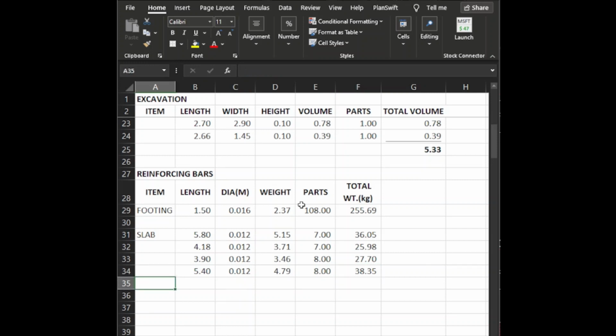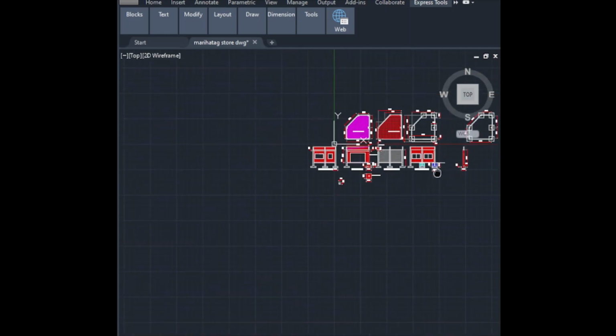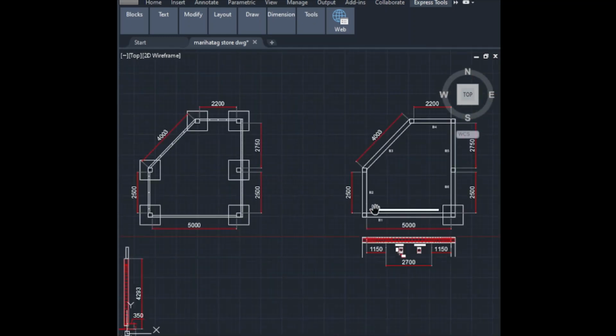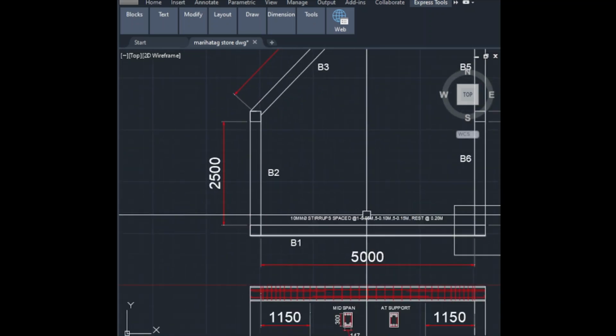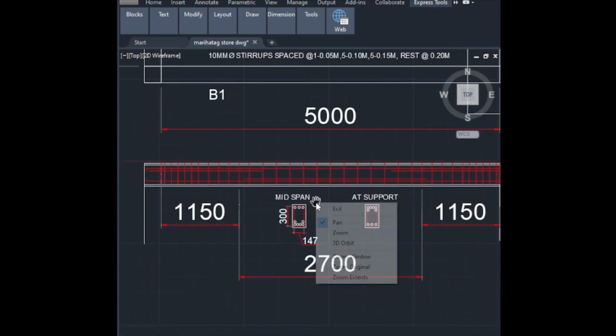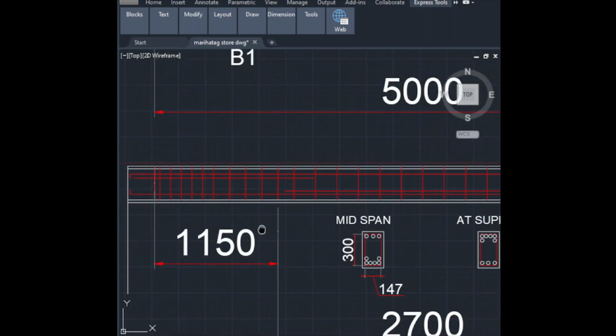So the next one is the beam. For the beam, we have B1. I just put this one here, B1, B2, B3, B4, B6, because we have 6 beams. Okay, assuming this is the design of the beam.